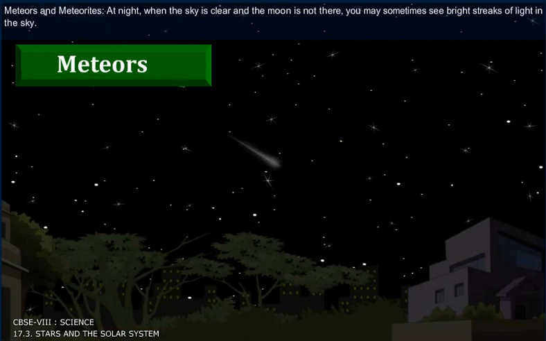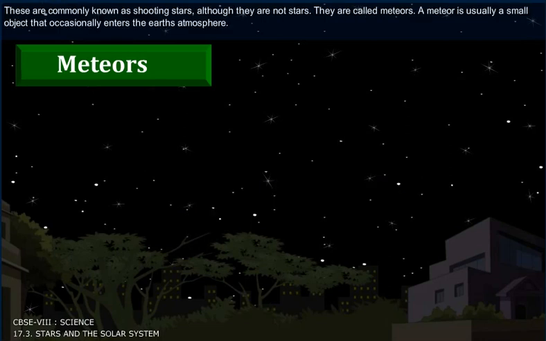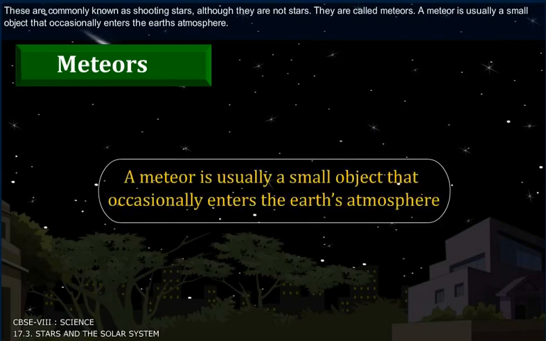Meteors and meteorites. At night, when the sky is clear and the moon is not there, you may sometimes see bright streaks of light in the sky. These are commonly known as shooting stars, although they are not stars. They are called meteors. A meteor is usually a small object that occasionally enters the Earth's atmosphere.